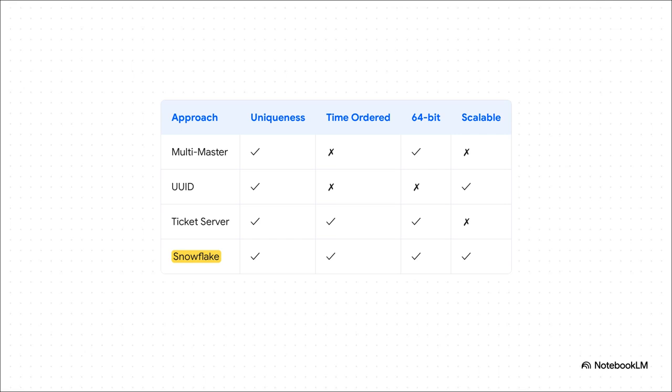So what do we actually need here? Well, we need the IDs to be unique, that's a given. But we also really want them to be sortable by time. And of course, they need to be efficient. Now, other methods like UIDs are unique, but they're random. You can't sort them by date. Ticket servers give you both, but you're right back to that central bottleneck problem we tried to escape from. The only solution that ticks all the boxes is Snowflake.